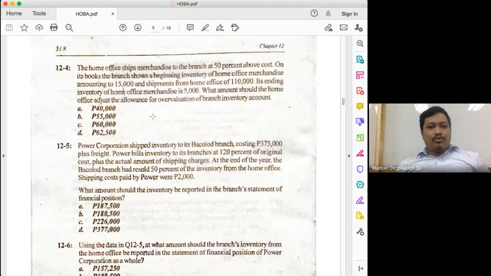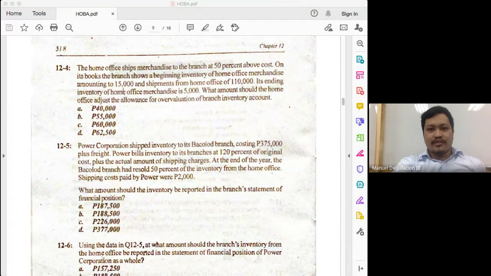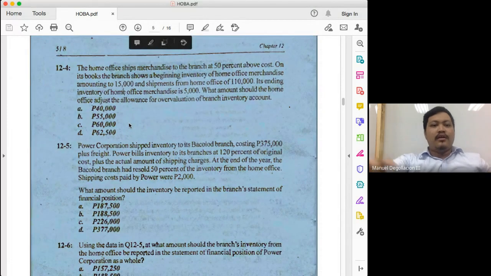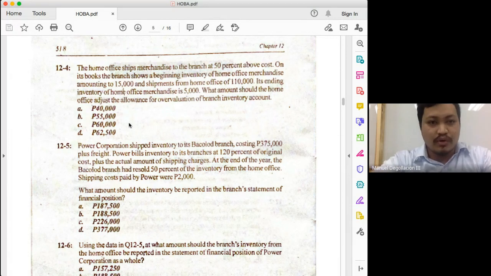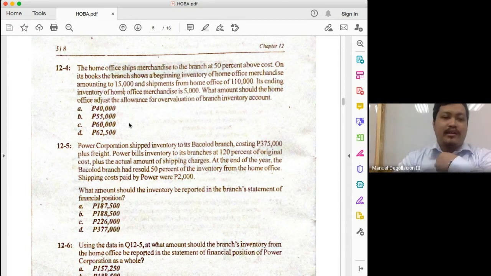Okay, so for problem 12-4, the question is, what amount should the home office adjust the allowance for overvaluation of branch inventory account? Okay, so again, the allowance account would represent the markup on the inventory or goods shipped by the home office to the branch.